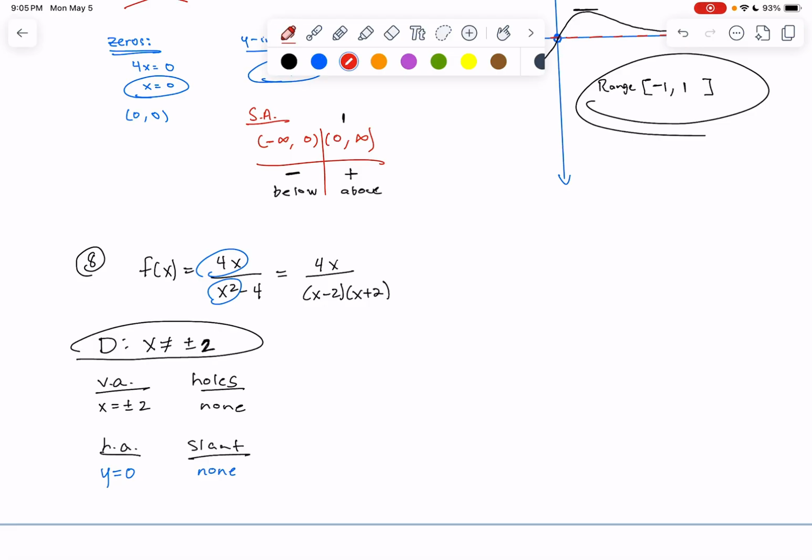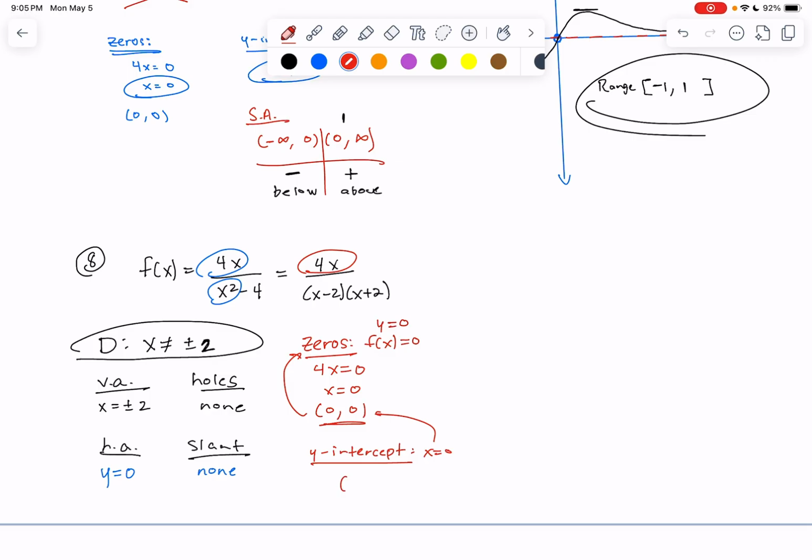Okay, now we have zeros. X-intercepts, that's where the top equals 0, so you just take the top, set it equal to 0, and you get x equals 0, so that gives you 0, 0, because remember we're setting f of x equal to 0. We're letting y equal 0. Now, if 0, 0 is the zero, it's also the y-intercept. You don't even have to do that one, because that's when x is 0. Well, we already know what y is when x is 0. It's 0, 0.